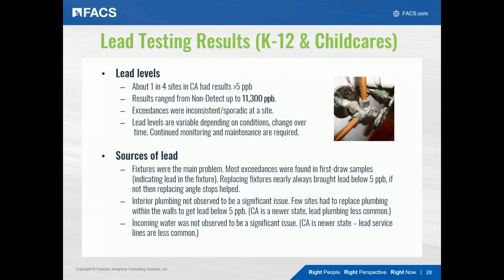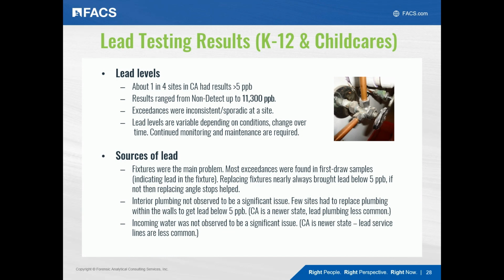What the results showed altogether is that roughly 1 in 4 sites in California had elevated levels above 5 parts per billion. The highest result was actually at a childcare center in San Diego, which had over 11,000 parts per billion of lead, which is pretty horrifying.